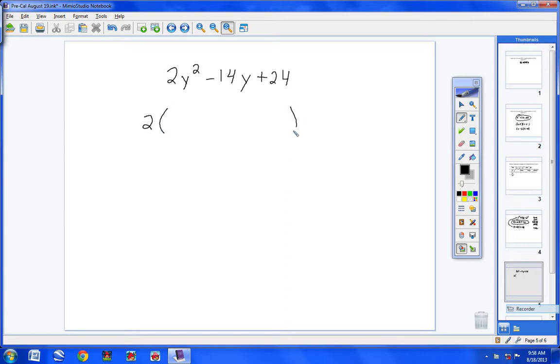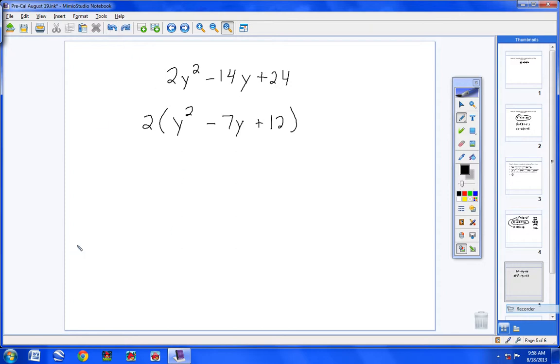So let's see what we got here. 2 times y squared would give me 2y squared. Let's see, how about a negative 7y? Let's see if that works. 2 times negative 7y would give me negative 14y. Okay, what would I put here? Positive 12, because 2 times 12 would give me 24.